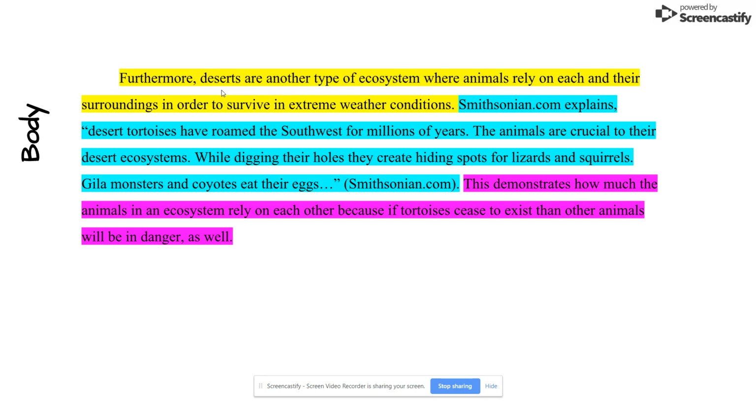Instead of marine ecosystems, this paragraph is talking about desert ecosystems. Then we're introduced to some evidence, which is in blue. And lastly, our analysis, which is again in purple. So again, the pattern of this body paragraph should match the highlighting you did in the paragraph before.